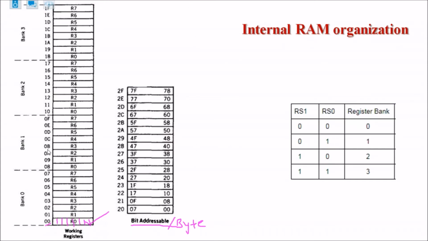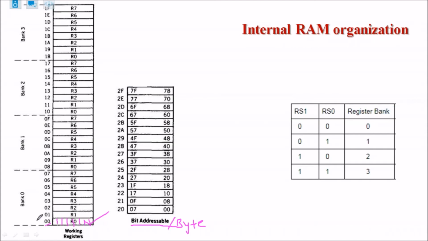So these addresses are byte addresses. You can address 1 byte. But for this second part of RAM memory, whose addresses start from 20H to 2FH, after 1FH the next address is 20H. You must know the hex numbers. If you add 1 to 1FH, you will get 20H. So 20H to 2FH is bit addressable, byte addressable.